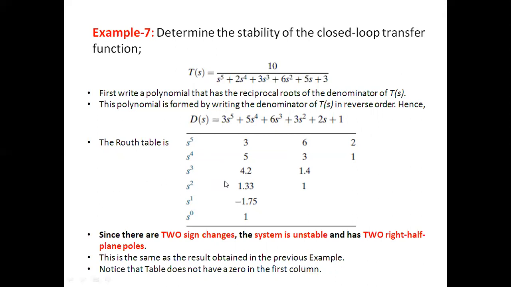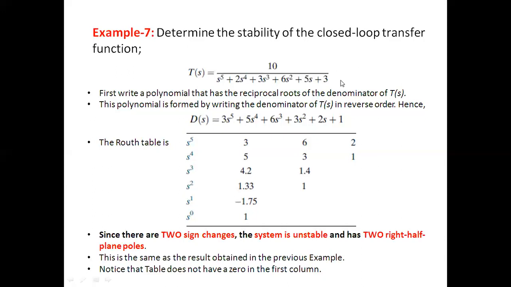You'll see that there are two sign changes, from plus 133 to minus 1.75 and from minus 1.75 to plus 1. Two sign changes mean there are two poles that lie on the right-hand side of the plane, and the system is unstable. It is also clear from the table that there is no zero in the first column. So we avoid the complexity of the epsilon method.